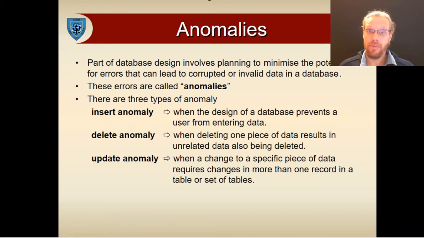With data so important, it follows that a big part of database design involves structuring tables and relationships in ways that minimize errors of the sort that can lead to corrupted data. Errors that lead to corrupt data are known as anomalies. There are three basic types of anomaly.